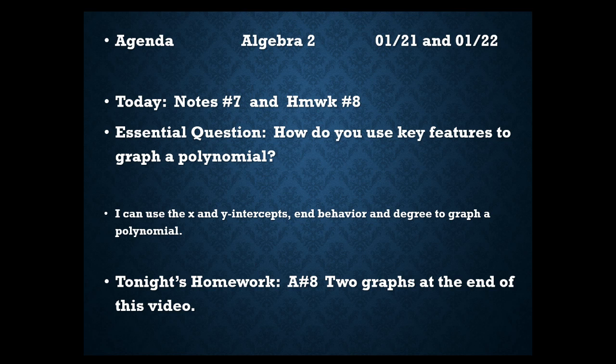The essential question is how do you use key features to graph a polynomial? At the end of this lesson, you should be able to say that you can use the x and y intercepts, and behavior, and degree to graph a polynomial. Tonight's homework is assignment number 8. There are 2 graphs at the end of this video for homework.